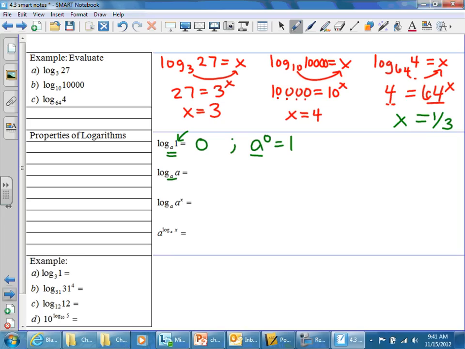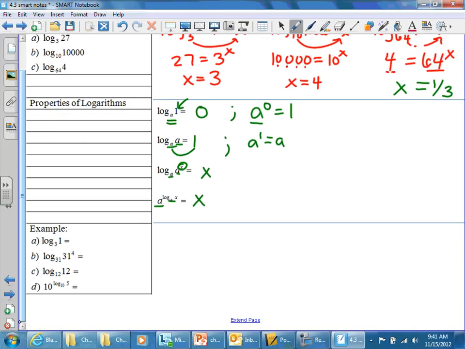Okay? A and A, when you have the same base, logging the same thing on the inside, you're going to get out 1. And if you want to see that again, a to the first would be a, regardless of what your a is. When you have these guys going on with an exponent, same thing, you're just left with x. And again, when you have the same thing going on here, you're left with x.